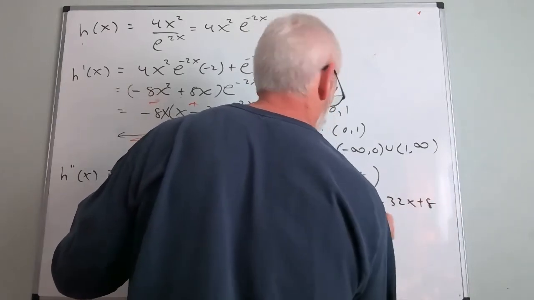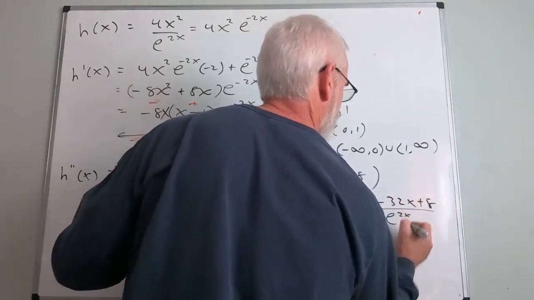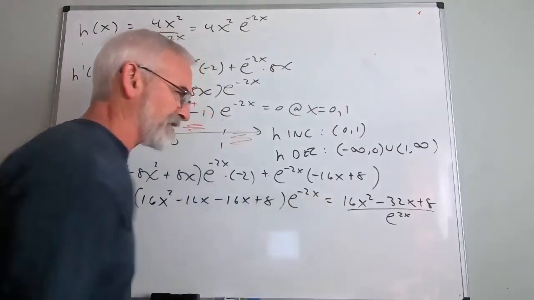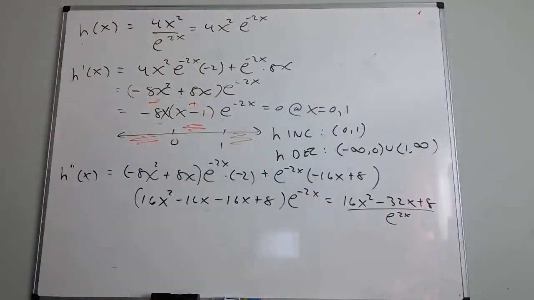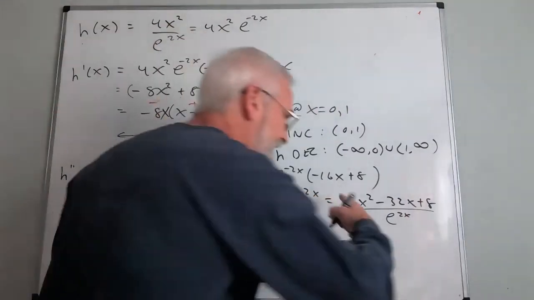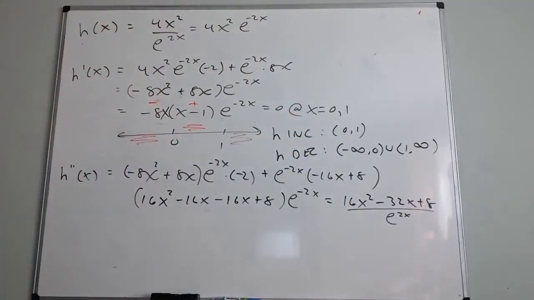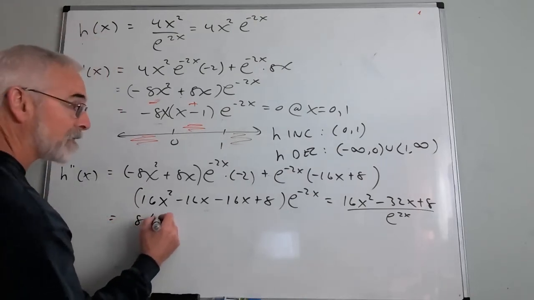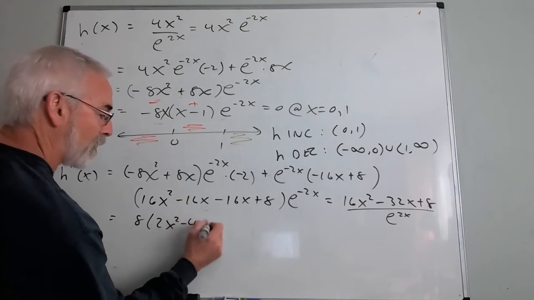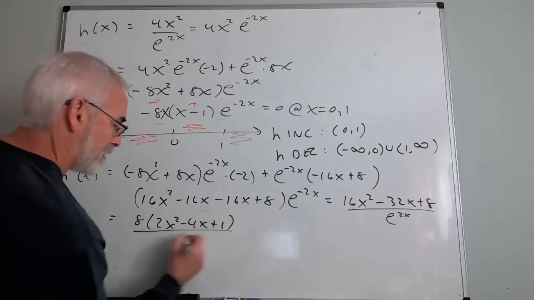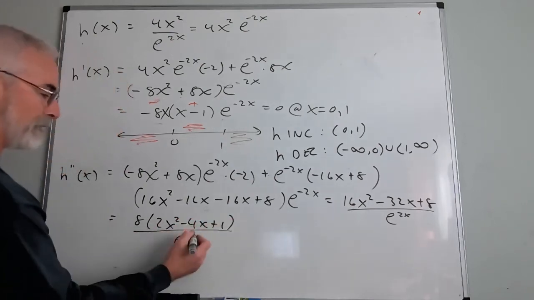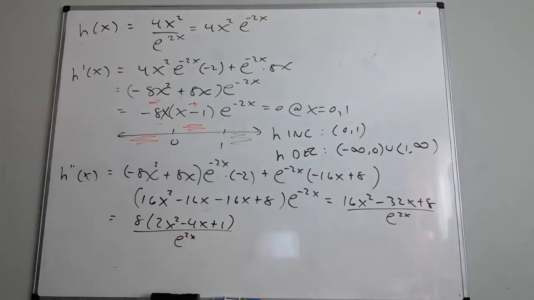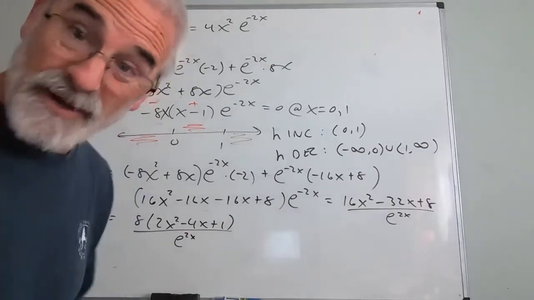If you want to put it over e to the 2x, it doesn't make any difference because that's always positive, so it's neither positive nor negative yet. Now I need to figure out when this is 0. Ooh, well, that's kind of icky. I can factor an 8 out of that, so I can write this as 8 times 2x squared minus 4x plus 1. That might make it easier, but that's not factorable. Big yikes. So for me to figure out where this is 0, I've got to use my quadratic formula.